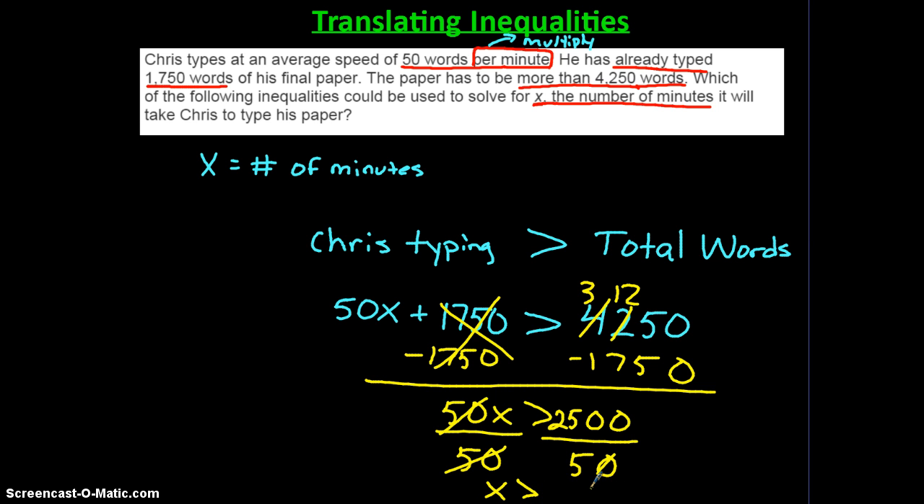And then what I tell my students is if you're dividing by any factor of 10, or any multiple of 10 I should say, cross out as many zeros on top and bottom. Now it's 250 divided by 5, which we know would just be 50. So x is greater than 50.